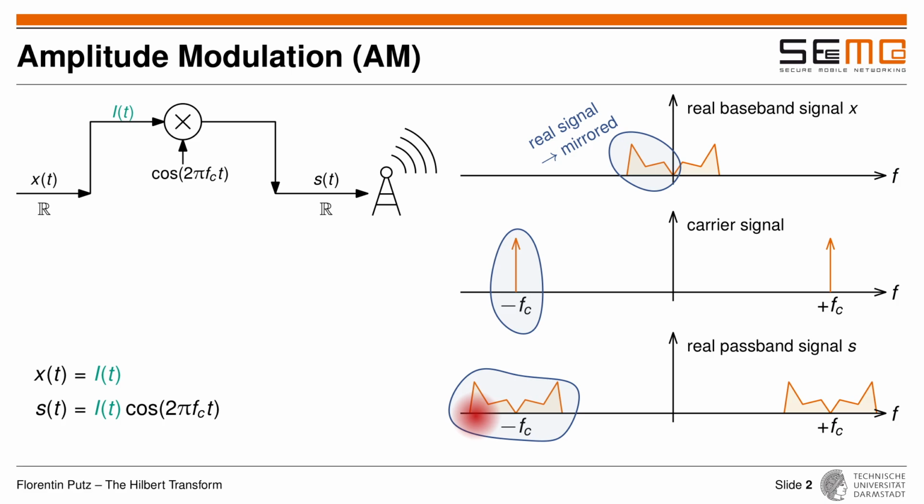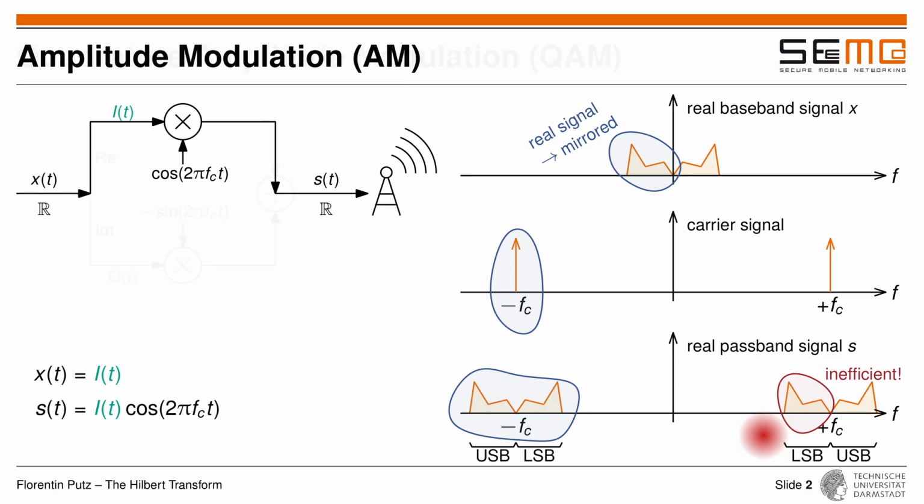Now we call the lower part of this passband signal, what previously was the negative frequencies, the lower sideband, and what was the positive frequencies the upper sideband. But because both are exactly mirrored, we don't get any new information from the lower sideband and the upper sideband. It's exactly mirrored. And this is a bit inefficient because we basically transmit the signal 2 times, one at the upper sideband and one at the lower sideband.